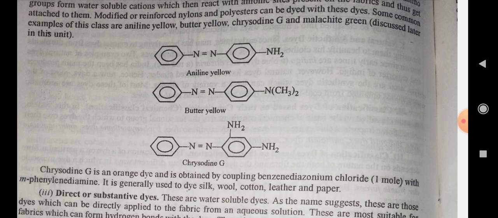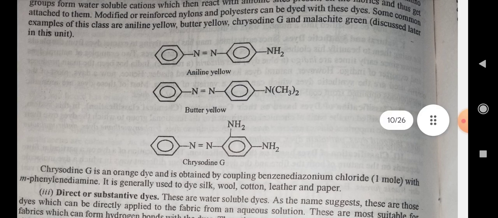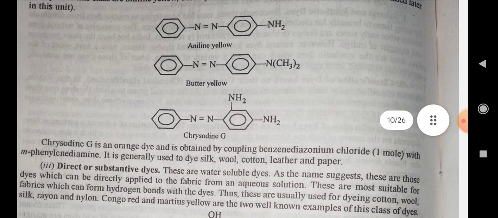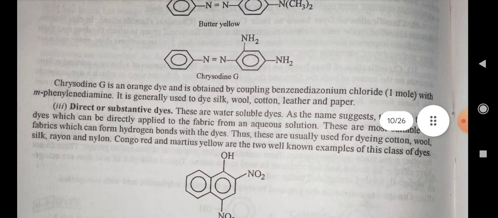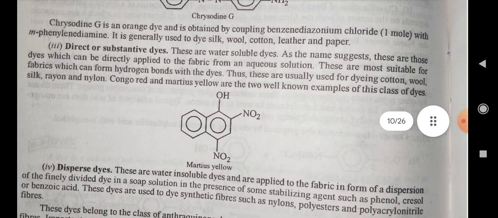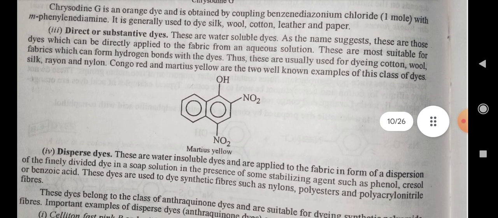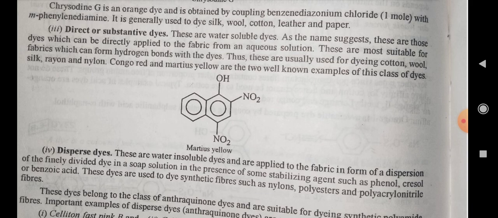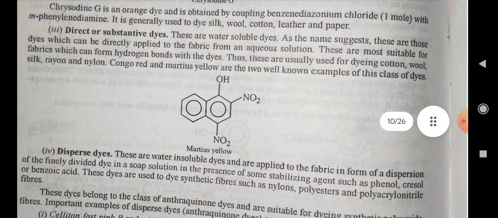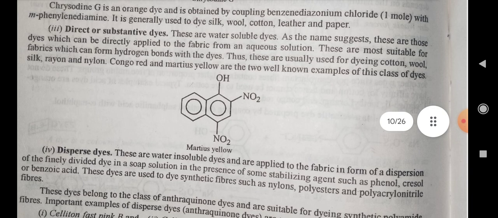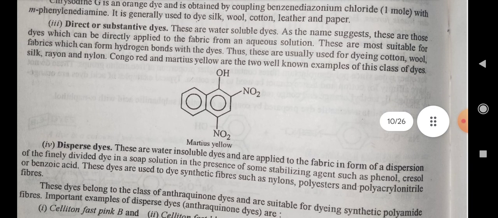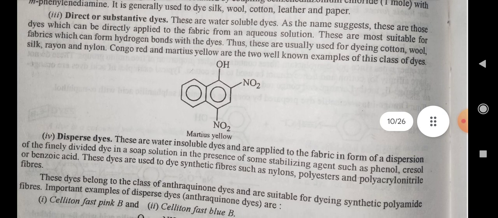Some common examples of this class are aniline yellow, butter yellow, chrysoidine G and malachite green. Chrysoidine G is an orange dye and is obtained by coupling benzene diazonium chloride with metaphenylenediamine. It is generally used to dye silk, wool, cotton, leather, and paper.